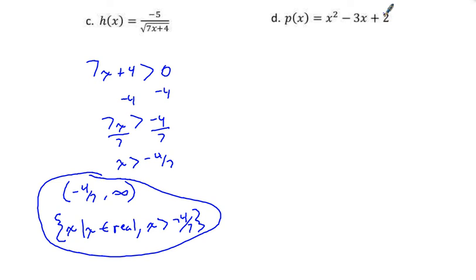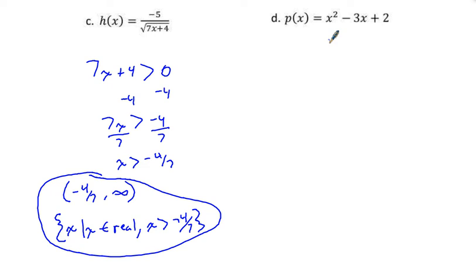Why don't you try letter D, looking at finding the domain of function p. Go ahead and hit pause, unpause the video when you're ready to check. X squared minus 3x plus 2.